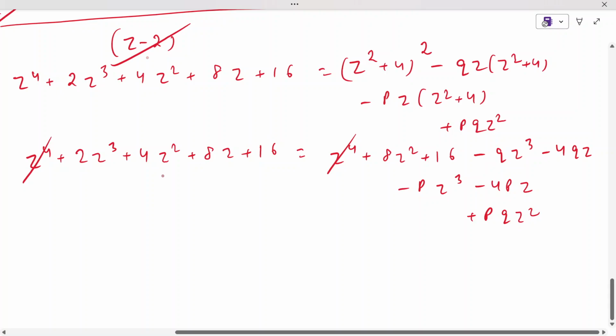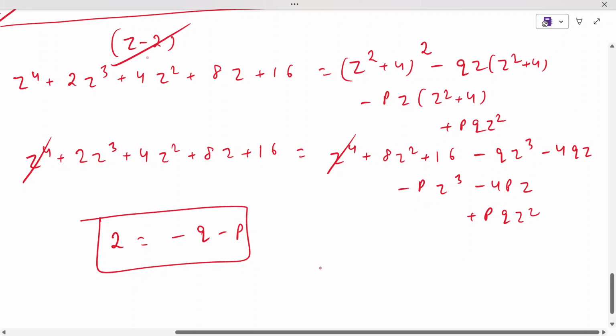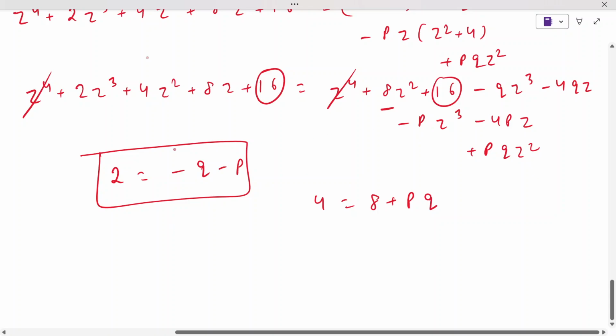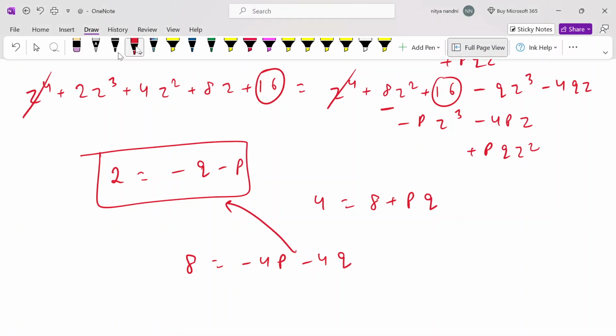Compare the coefficient of z cube. Left out with what? 2 is equal to -q - p. Right. Now compare z square: 4 is equal to 8 plus pq. Now compare the constant terms: 16 matching, right? We have only two equations out there. Now z as well: 8 is equal to minus 4p, minus 4q. Again the same equation, right? Fine. So we have two equations in p and q.